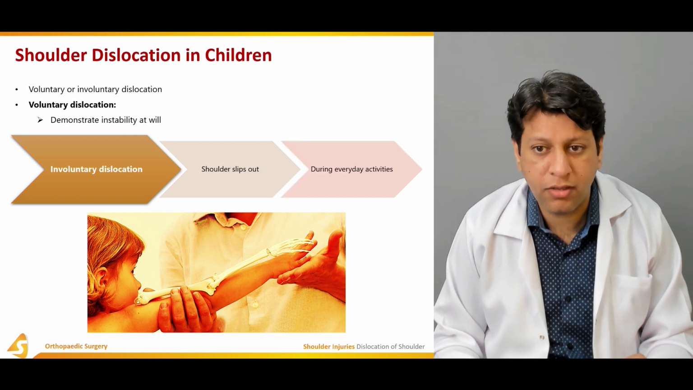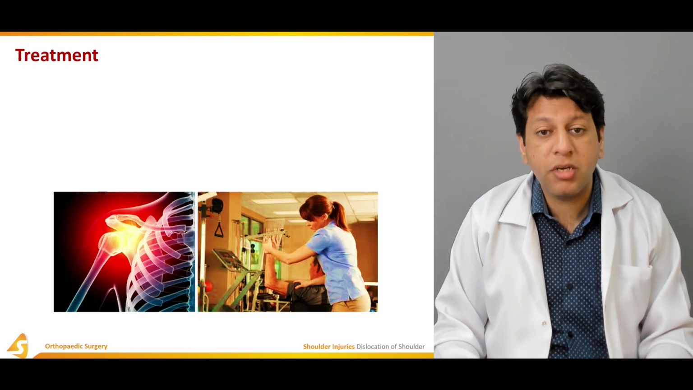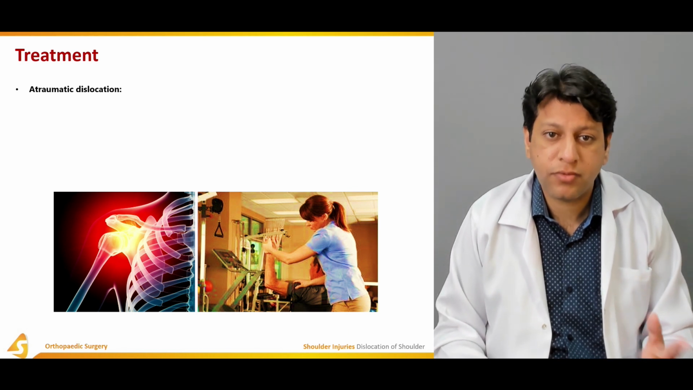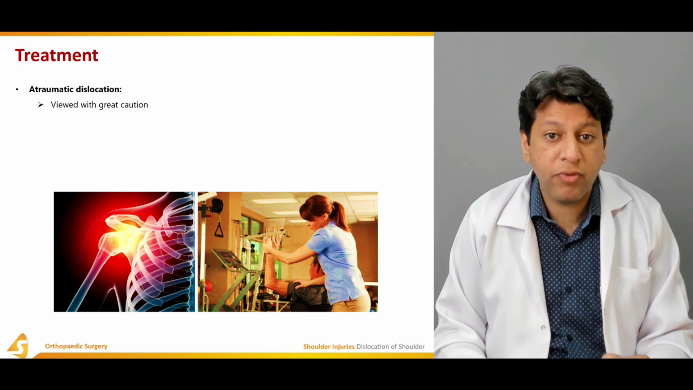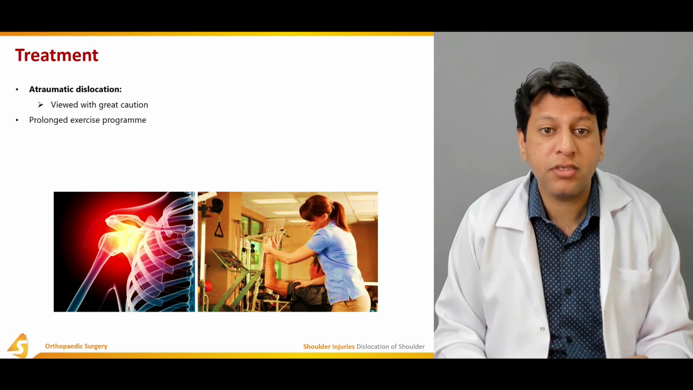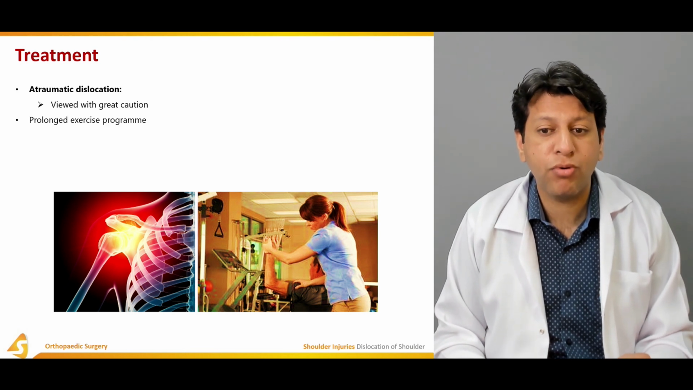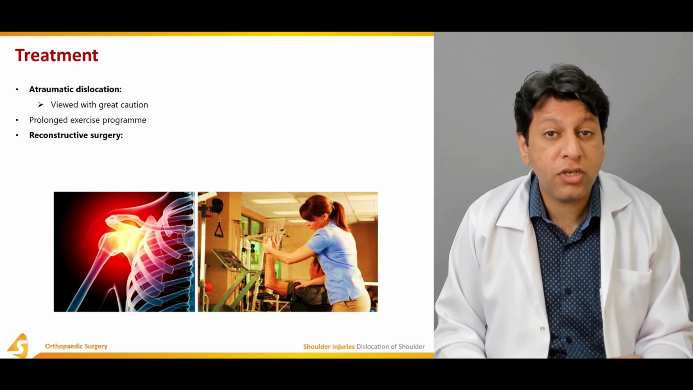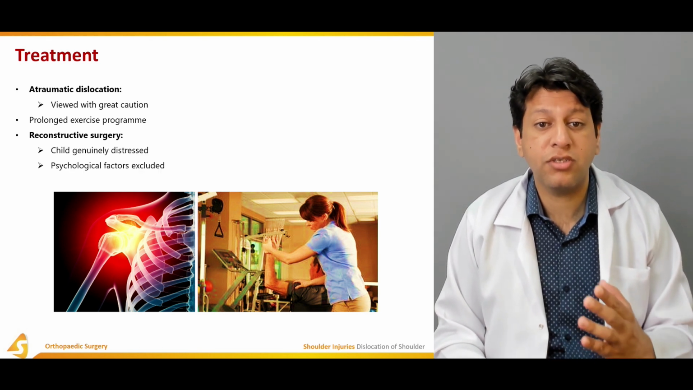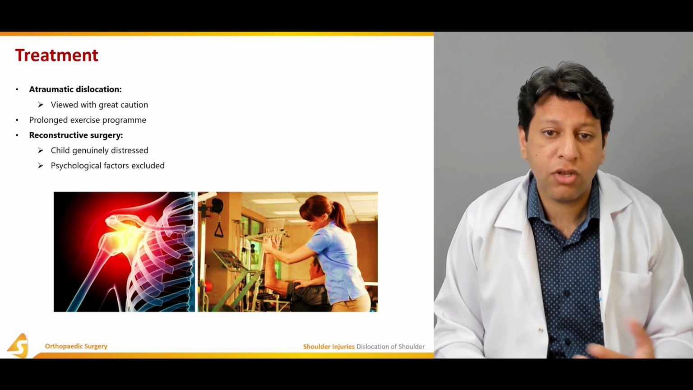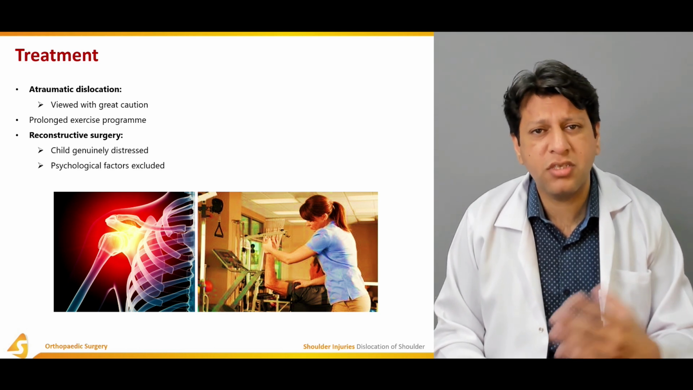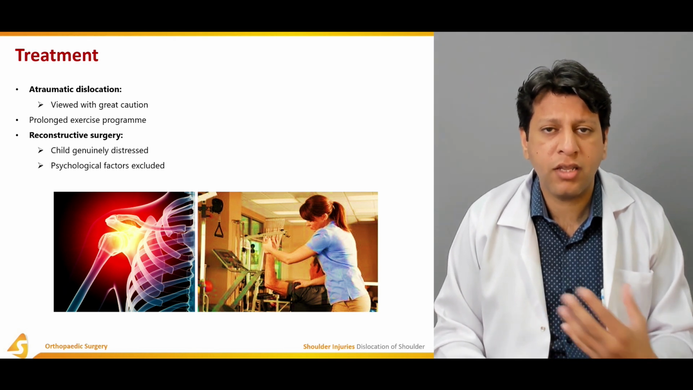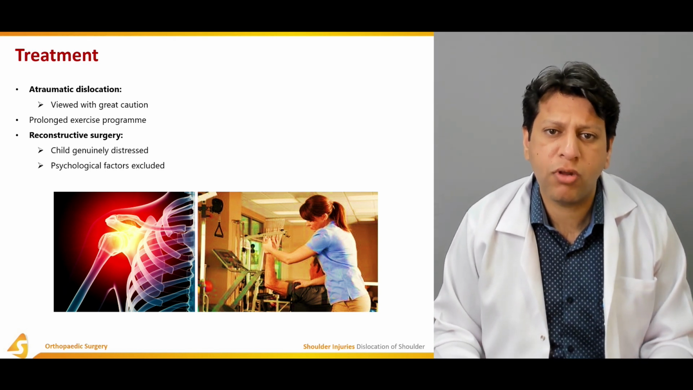So the treatment depends on this: an atraumatic dislocation has to be viewed with great caution, especially in children. Sometimes we have to go for prolonged exercise programs. Reconstructive surgery is usually done only when the child is not generally distressed and psychological factors have been ruled out. Usually this is reserved for older children once they can actively participate in the rehab program.